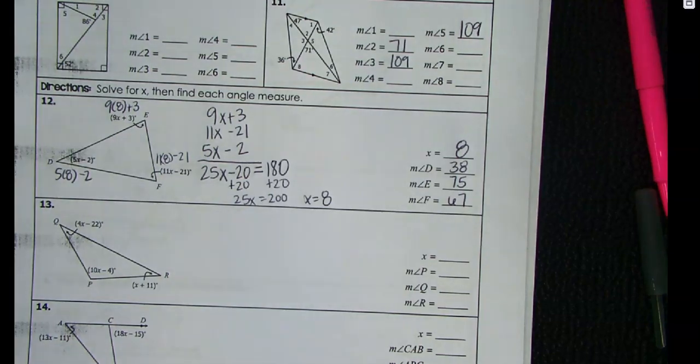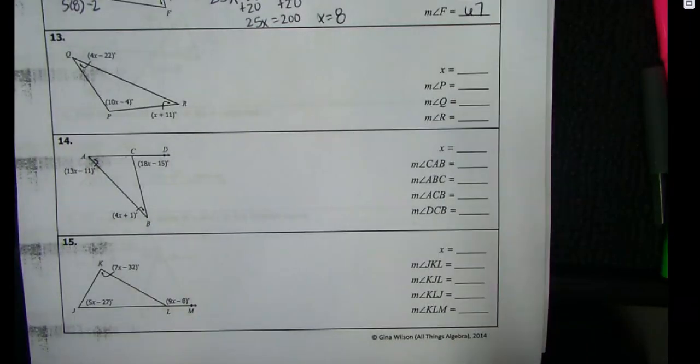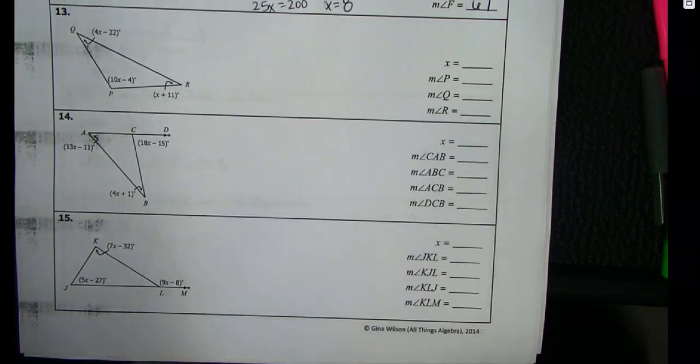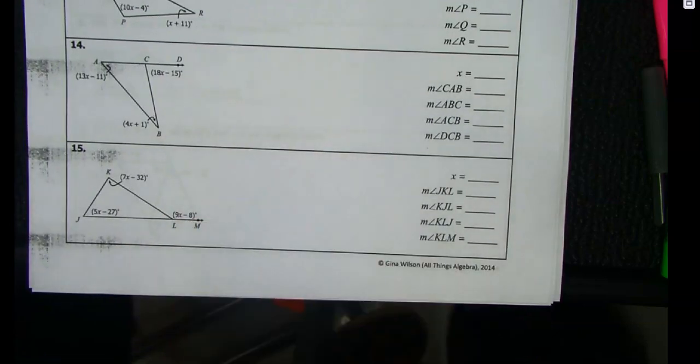All right. So that's that. Now, moving on down here, you can see on 13, you have a very similar situation. You're just setting everything equal to 180. We're not going to do that one, but that's how you would do it. Now, number 14 is a bit different. This is the one that we're talking about with the exterior angle.